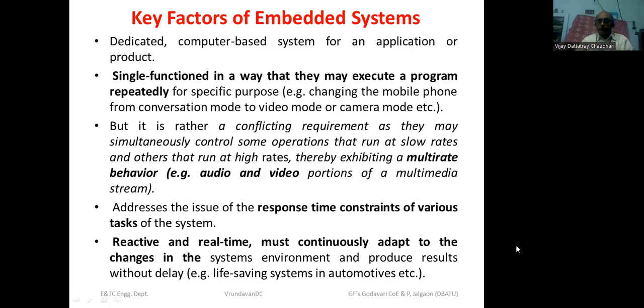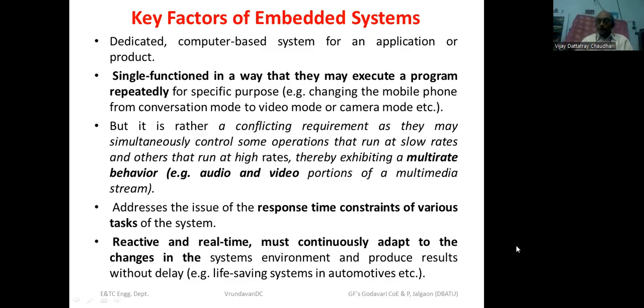But it is rather a conflicting requirement because there are audio and video portions of the multimedia system which need some multi-rate behavior. So to control such operations, an embedded system is needed. Then a response time constraint for the various tasks is also there. If you want to execute some task in a particular period, then your system should respond within some specific time. Reactive and real time are the most important properties of the embedded system. Reactive means whatever changes happen in the surroundings, your embedded system should be able to adapt and produce the result without delay.